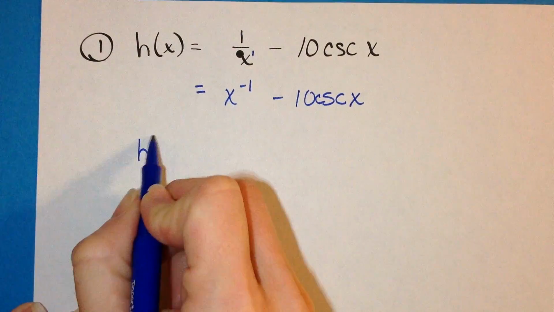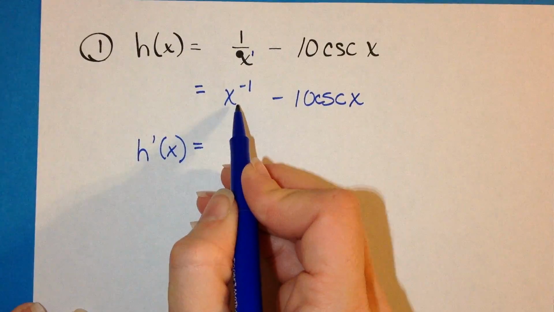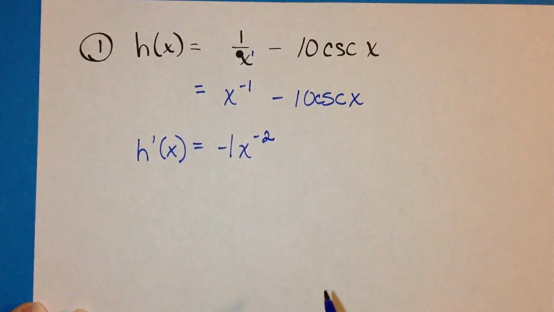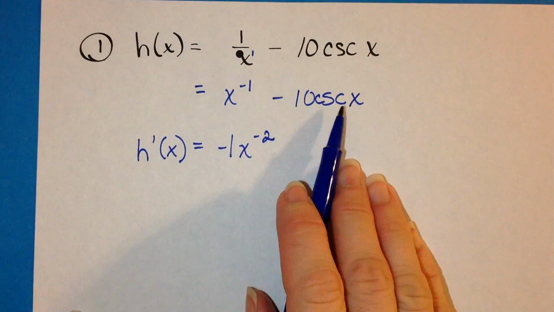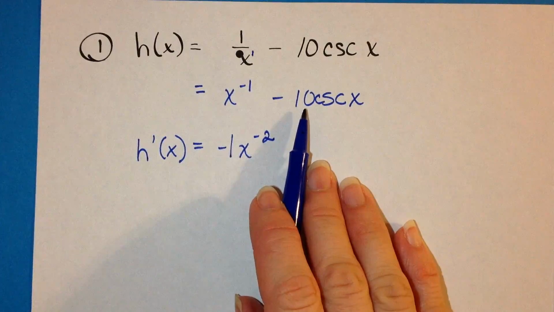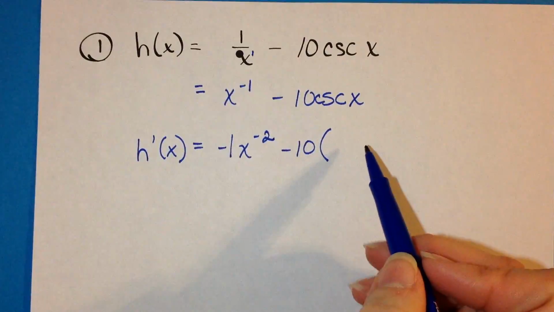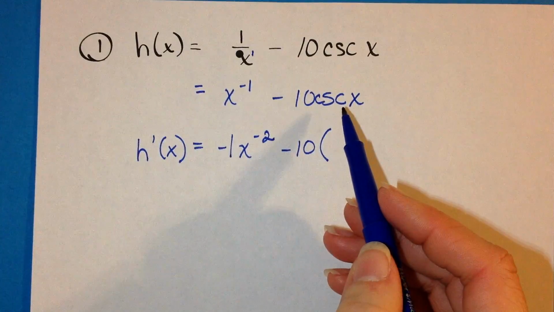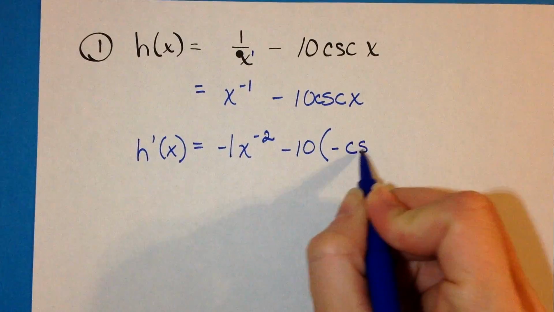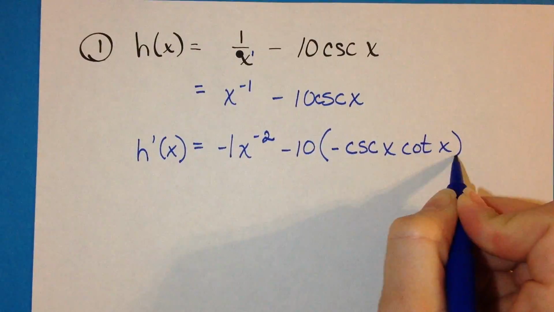So now when I take my derivative, using power rule for this first term, I'd have negative 1 times x to 1 less power. Now, the negative 10 times the cosecant, of course, that would just be a constant multiple, so that would still just be negative 10 times the derivative of cosecant. So the derivative of cosecant was negative cosecant times cotangent.